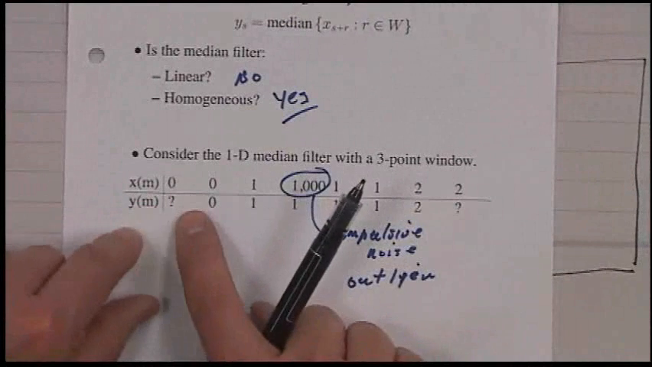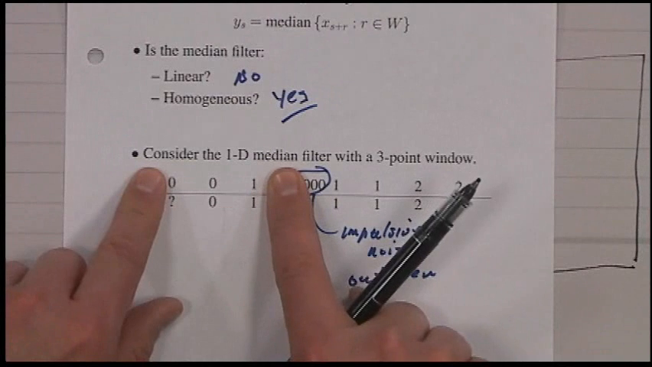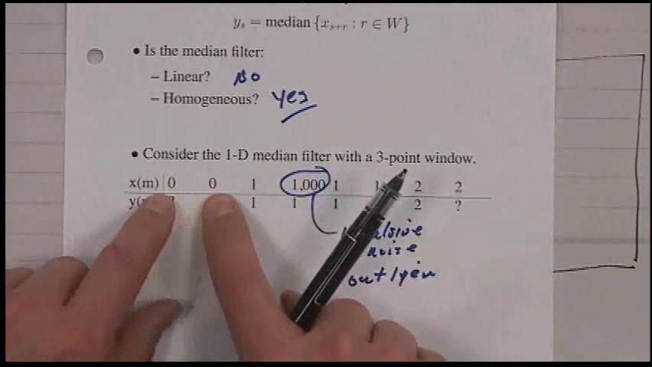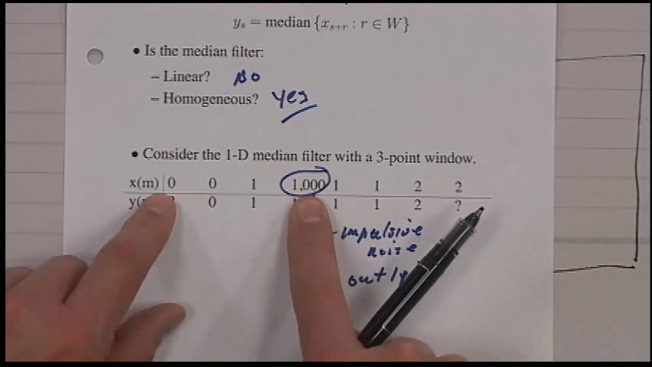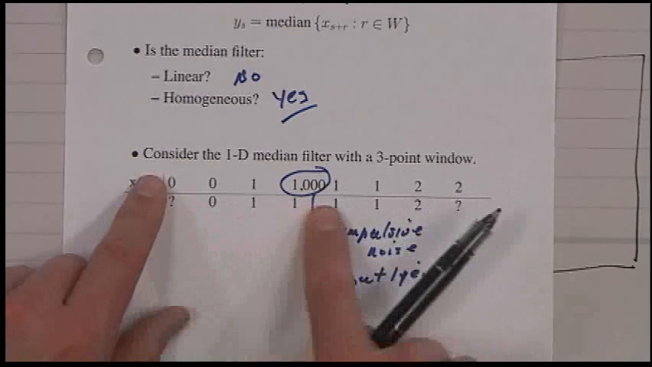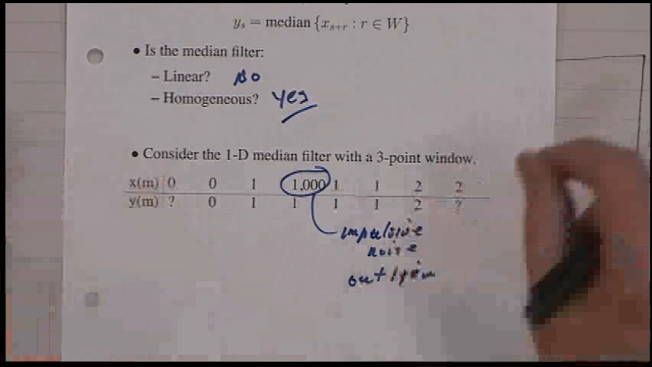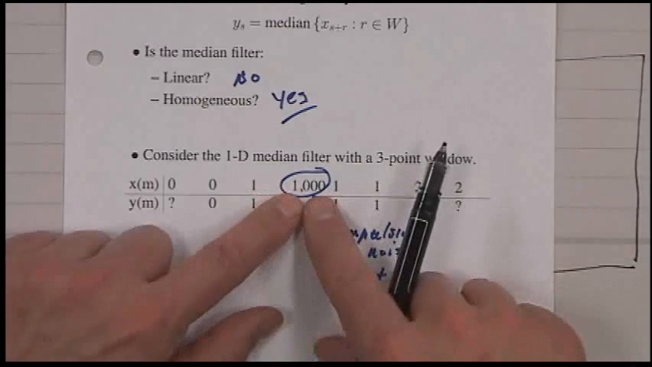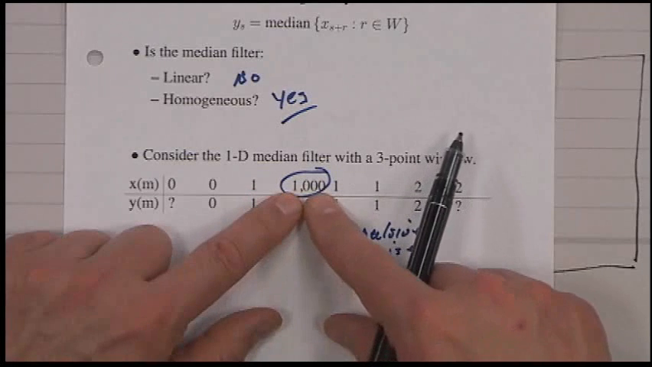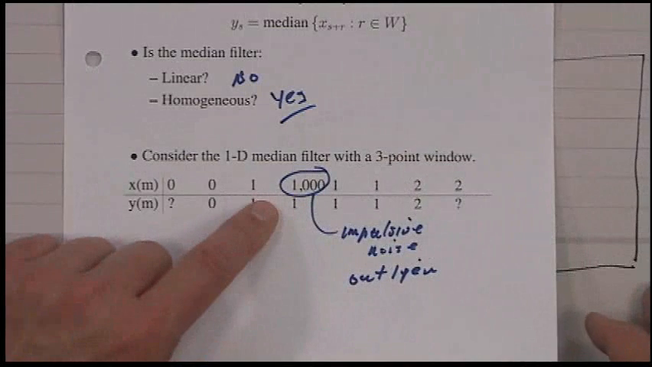Here would be an example. If the input's X and the output's Y, the median of 0, 0, 1 is 0. So this is your input sequence: 0, 0, 1, 1,000, 1, 1, 2, 2. The 1,000 doesn't look like it belongs there. So the median gets rid of that, but it doesn't smooth out the edges. That's what's nice about the median, that it preserves edges, but it gets rid of impulsive noise. So it's an example of a potentially useful nonlinear filter.